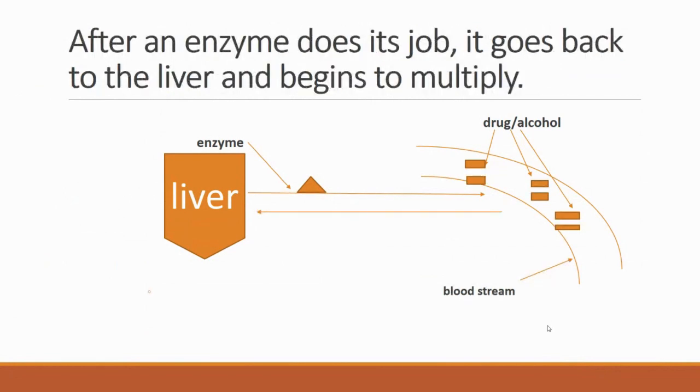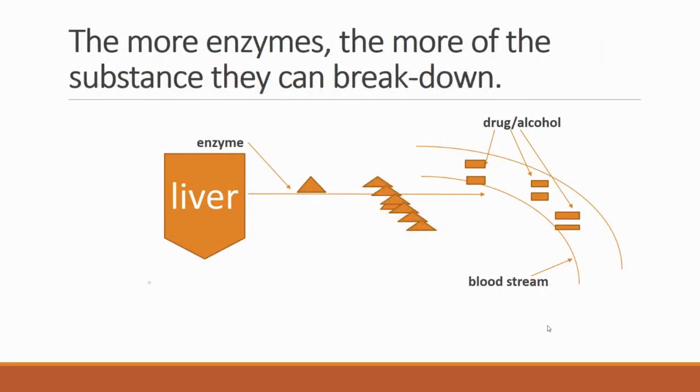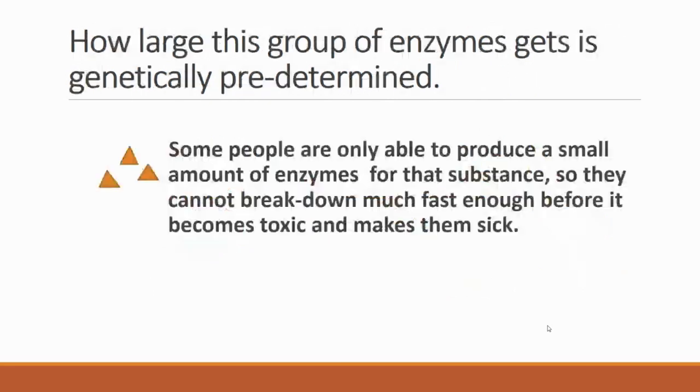After an enzyme does its job and breaks a substance down, it goes back to the liver and says, if I've seen this substance once, I may see it again, and it will begin to multiply. So the more enzymes, the more of the substance they can break down. I call them an army of enzymes. As they multiply, tolerance builds, and I can break it down. I can drink more, and I can metabolize it and get rid of it.